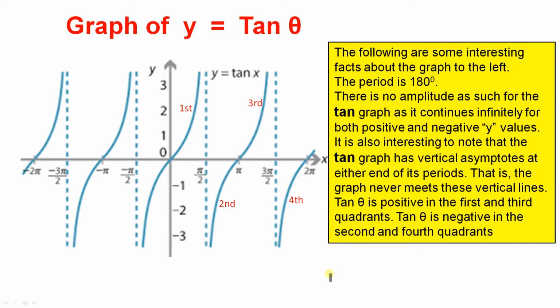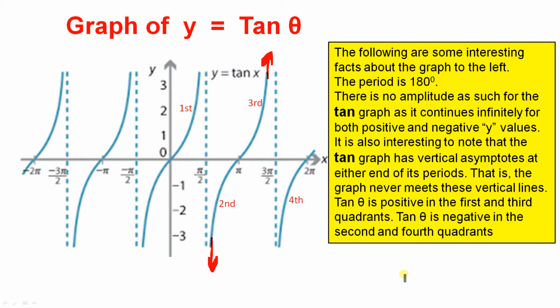There is no amplitude as such for the tan graph, as it continues infinitely for both positive and negative y values. In other words, if you take any part of the graph, you continue down here, it goes on forever, and the same up there, it goes on forever.